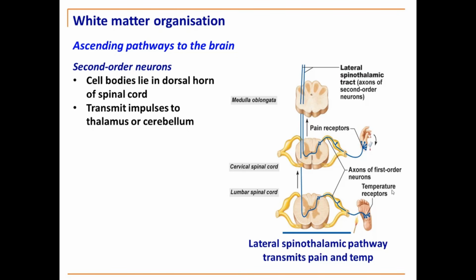So the second order neurons, so we've dealt with the first order neuron. Remember, this receives the sensory information and takes it to the dorsal horn, where it synapses with the second order neurons. And so the cell bodies in this case lie in the dorsal horn. So the cell bodies of the first order neuron are in the ganglion. Second order neurons, the cell bodies, are in the dorsal horn of the spinal cord. They cross over and they transmit the information up the spinal cord towards the thalamus or cerebellum if we're thinking about proprioceptive information.